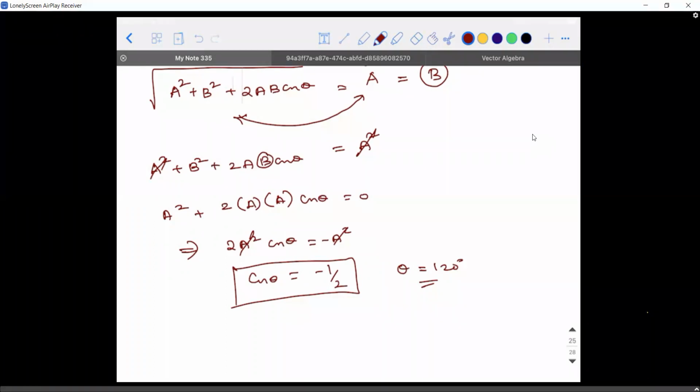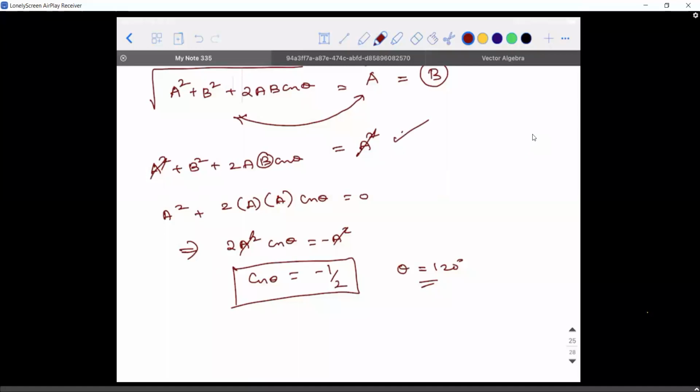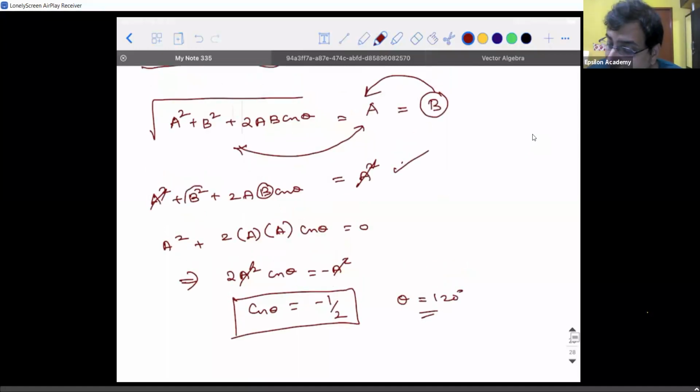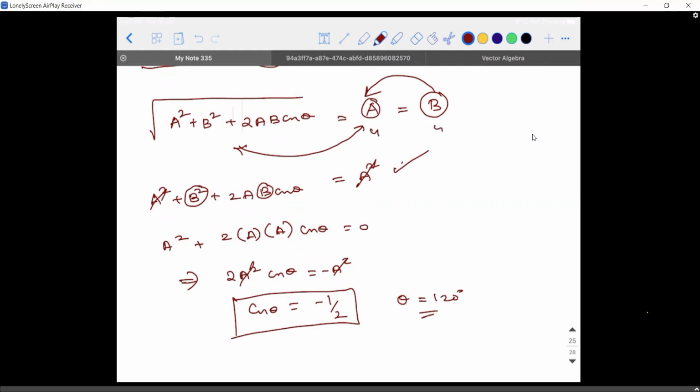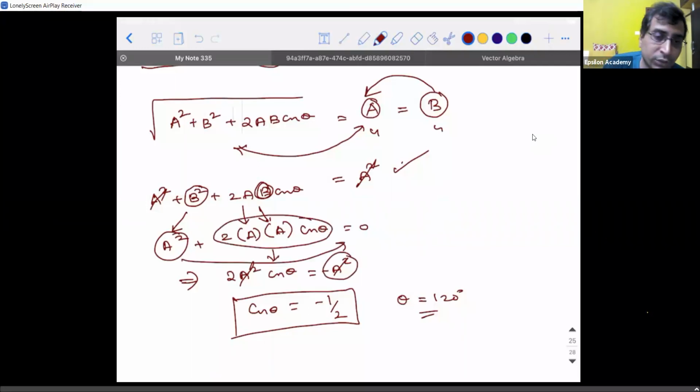Sir, after removing the square root, what did you do? I took A square, no? So A square got cancelled. This step is clear? Yes, sir. Then in the place of B, I replaced with A, because they both have the same value. If this is 4, this is also 4. So in the place of B square, I wrote A square plus 2 into A, and again, in the place of B, I wrote it as A. So A square, I took it to the other side so that it became minus A square. And this is nothing but 2 times A square cos theta. So A square got cancelled. Cos theta is equal to minus half.